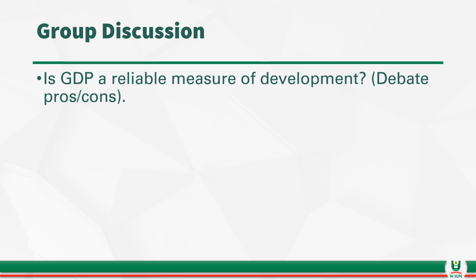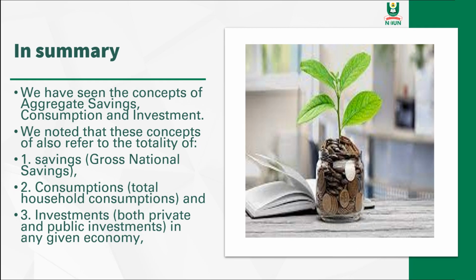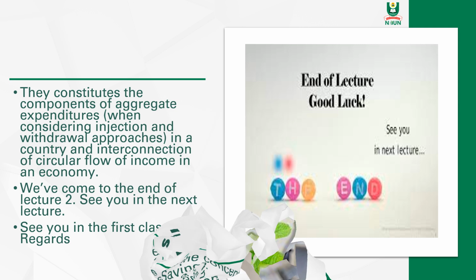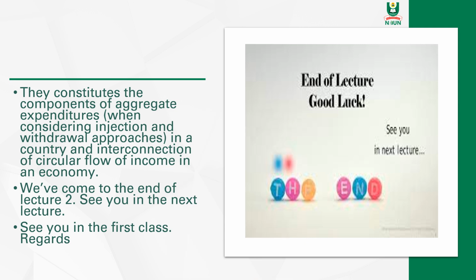In summary, we have seen the concepts of aggregate savings, investment and consumption, national income, disposable income, and per capita income. We have also discussed injection and withdrawal in a country and the circular flow of income in an economy. When you look at the circular flow that I showed in the diagram, you will see what constitutes injection and what constitutes withdrawal in an economy.